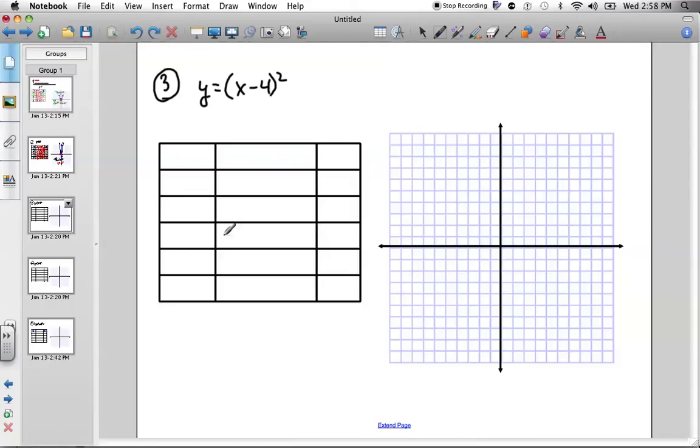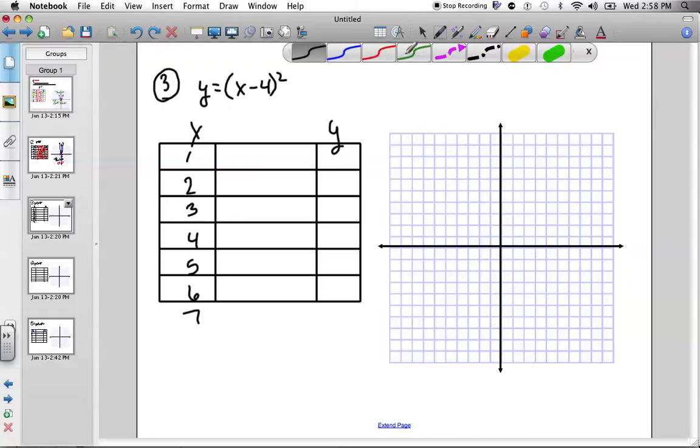Try this one on your own, and I'm going to give you the input values, 1, 2, 3, 4, 5, 6, and 7. That's the X values. Let's see what your Y values are. Go ahead and pause it here, and then check it in a minute.